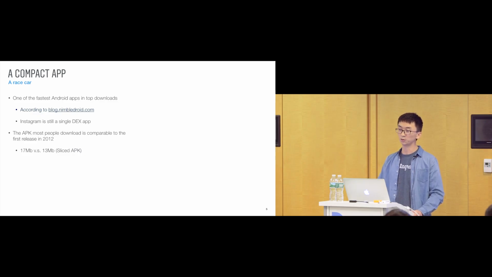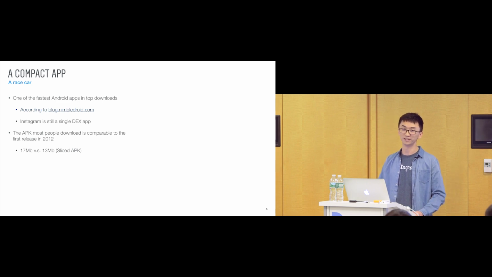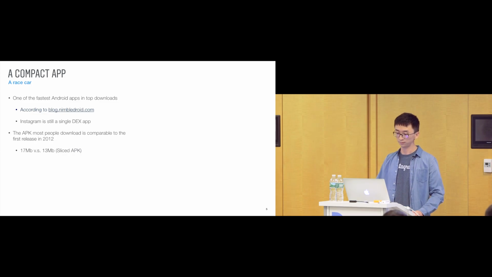The APK most people download today is not smaller than 4 to 5 years ago. That's impossible, but the size is still comparable. The first version we released in 2012 was 13 megabytes, and today the APK most people download is 16, 17-ish megabytes. So we have managed the scale of the code base and the size of the app very successfully in these years.